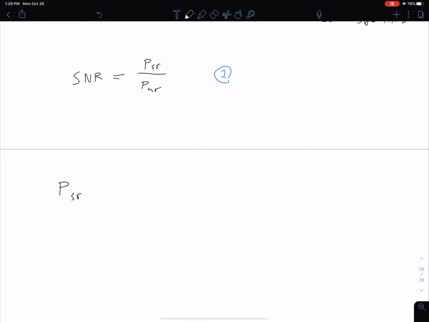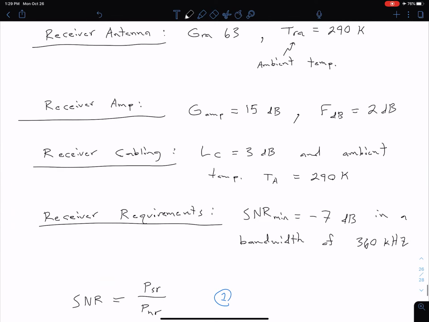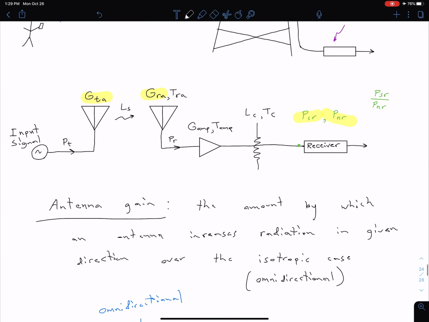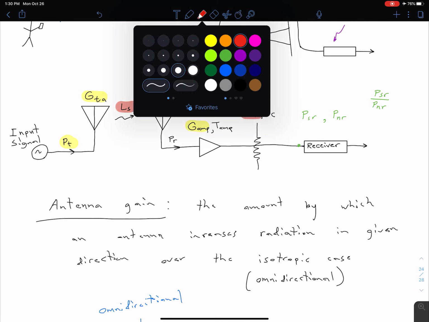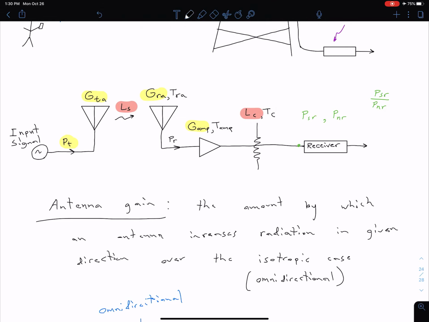So our power of the signal at the receiver is simply going to be whatever we initially had on our transmitting side, multiplied by any of the gains. So we have antenna gains, our amplifier gain, and then divided by any of the losses. In this case, we have losses for our space loss and through our cabling. So this one is going to be relatively simple.